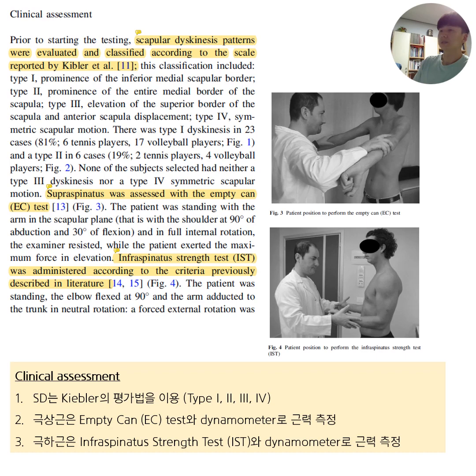For the clinical assessment, scapular dyskinesis was assessed by Dr. Kibler's method, which categorized into 4 types of scapular motions. Supraspinatus test was done by the empty can test, and the strength was measured by dynamometer, while the infraspinatus strength was tested by the infraspinatus strength test, which is IST hereinafter, and the strength was assessed by dynamometer, same as the empty can test.